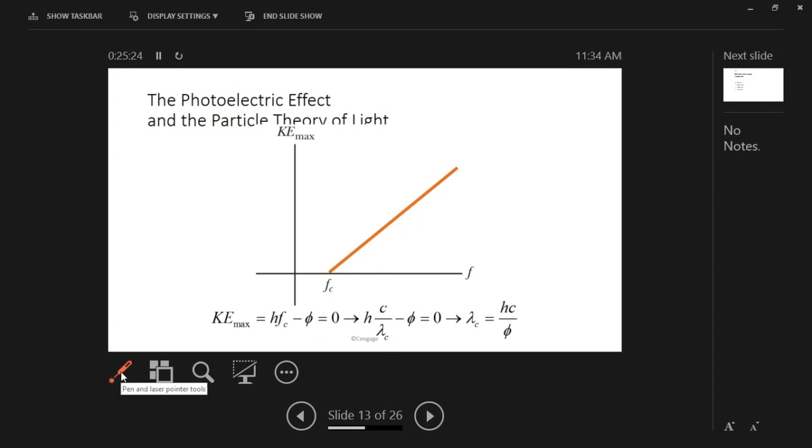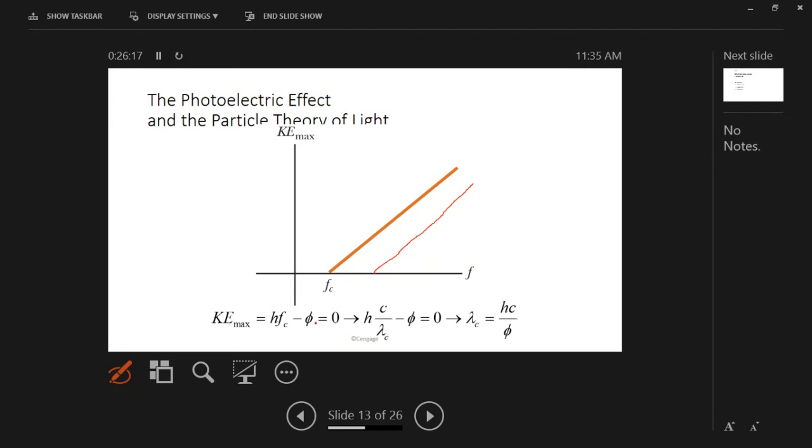One interesting thing that I should mention here is that if you use a different metal to do the photoelectric effect, you are going to get a different line, but the slope of that line is going to be the same. Because if you look at this equation, the slope of the line is h, and it is not dependent on the type of metal that you are using. So all of the metals will give you the same slope. But the intercept with the horizontal axis is going to be at different locations, because that tells you the cutoff frequency, and the cutoff frequency depends on the work function. Different metals are going to have different work functions.